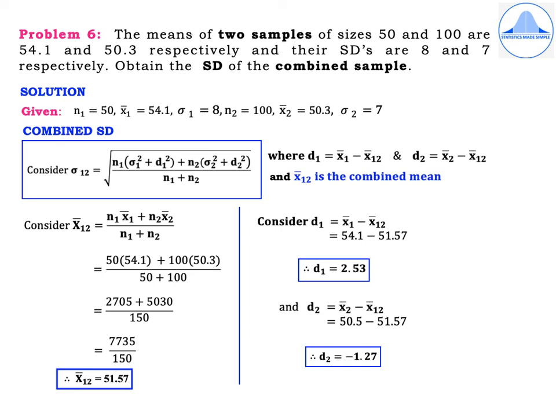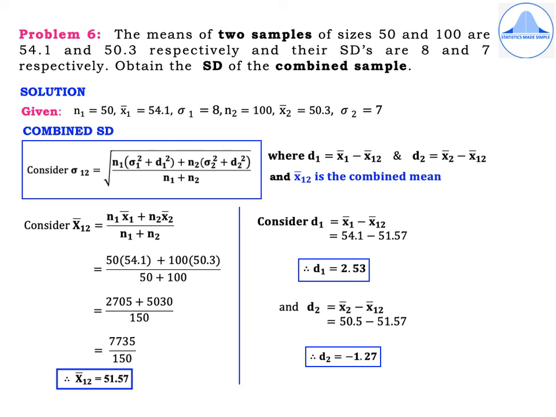So consider x bar 1 2 is equal to n1 x bar 1 plus n2 x bar 2 divided by n1 plus n2, which is equal to 50 into 54.1 plus 100 into 50.3 divided by 50 plus 100, which is equal to 2705 plus 5030 divided by 150, which is equal to 7735 divided by 150, or you get x bar 1 2 is equal to 51.57.